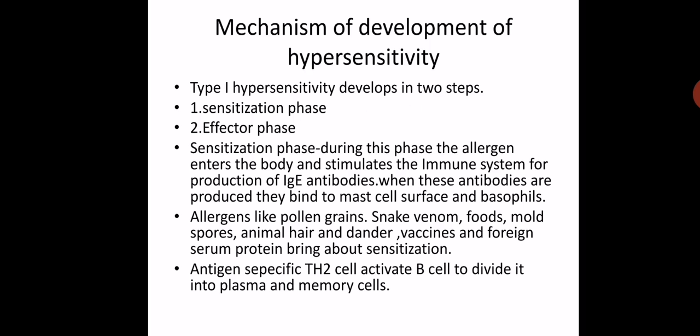When IgE antibodies are produced, what happens? These antibodies are reaginic, meaning they have the ability to bind on the cell surface. So these antibodies bind to mast cell surfaces and basophils. After that, allergens like pollen grains, snake venom, mold spores, certain food items, animal hair and dander, certain vaccines, and foreign serum proteins bring about sensitization.